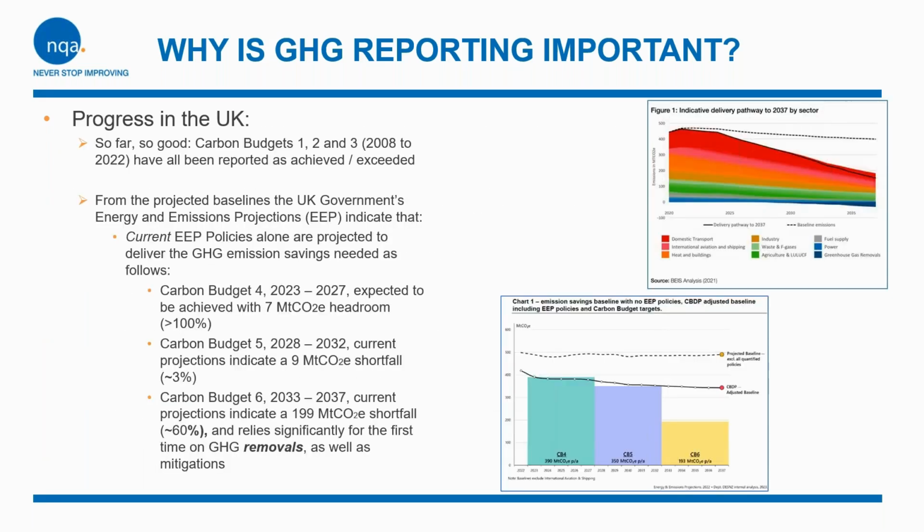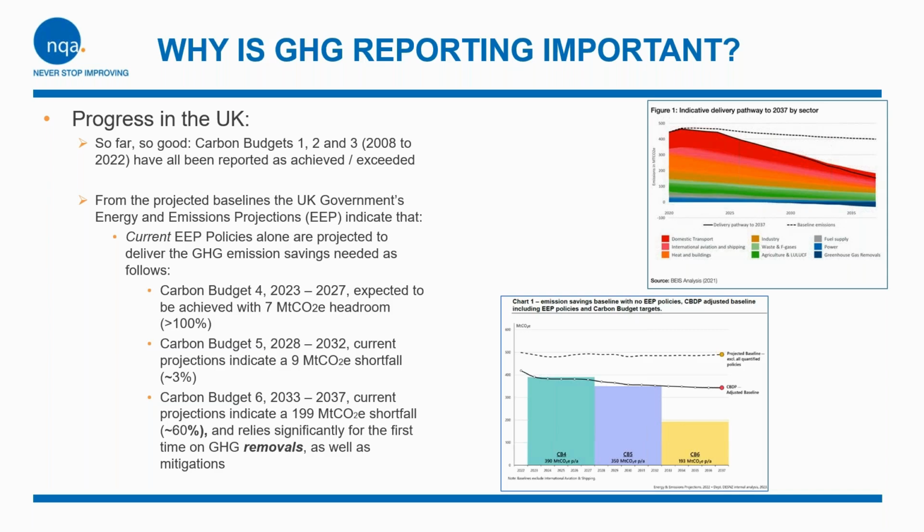So progress in the UK, really so far so good, although some may say it's stalled slightly in more recent years. But overall, the UK government has established 6 carbon budgets, so 6 periods against which they will monitor and report carbon. Carbon budgets 1, 2, and 3 ran from 2008 to 2022, and all of those have been reported as having been achieved and also exceeded in terms of the reductions.